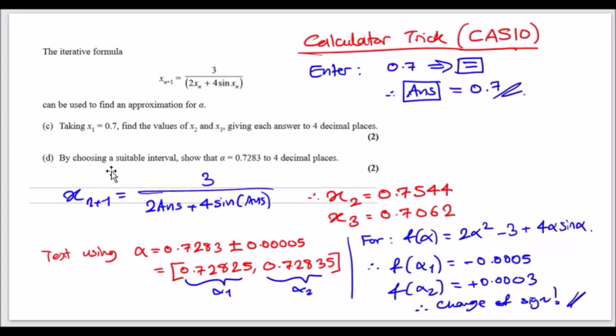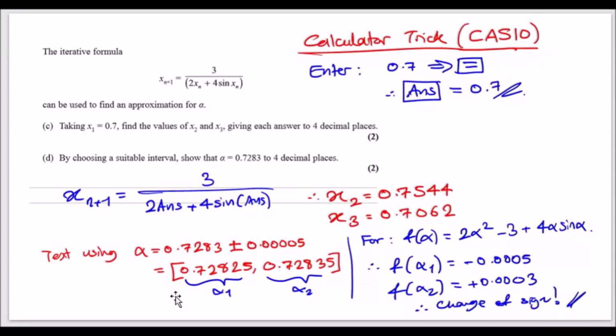So part D. By choosing a suitable interval, show that alpha equals this term, alpha equals 0.7283 to 4 dp. What this means is that because we know it's been rounded to 4 decimal places, there must have been an upper and lower bound. If you think of error intervals, it's always the same answer plus minus an extra 5 at the end. So that's what I did over here. Test using alpha equals the term plus minus 0.00005, because if you were to round these values, you'll get this answer to 4 dp. This has to be just less than 5, but yeah.